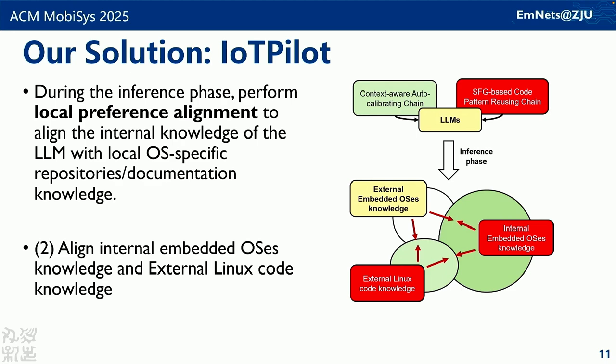Then, even when using the correct APIs and headers, the generated API call sequence often contains errors. To address this issue, we leverage a broad code base, including Linux code, to guide the generation of API call sequences. For this purpose, we introduce a state transition-based code reuse chain to align the LLM's internal OS knowledge with external Linux code knowledge.